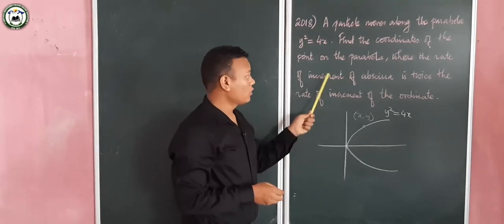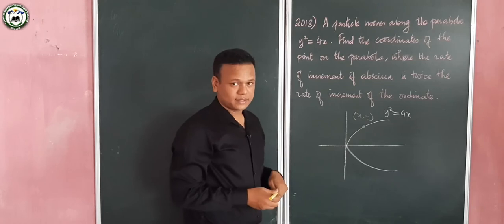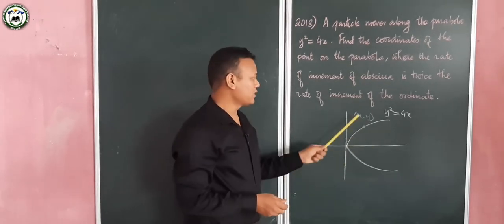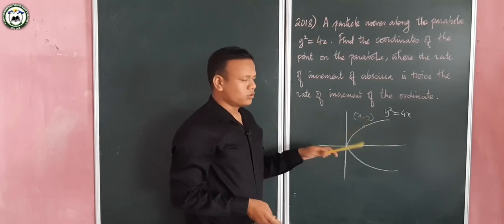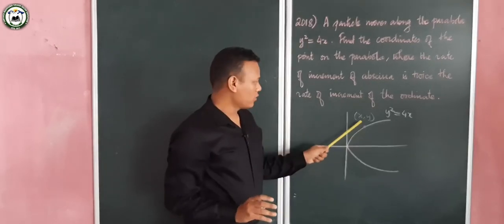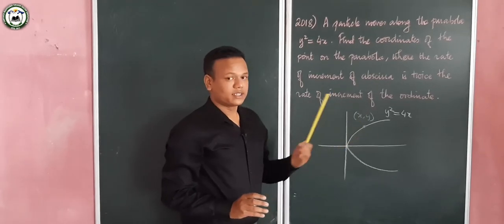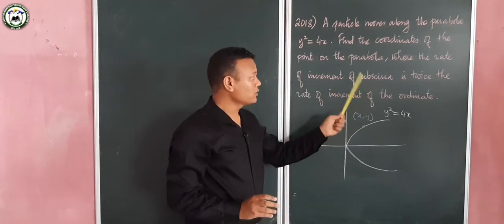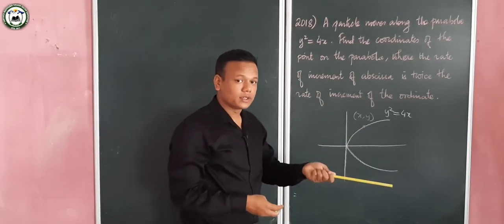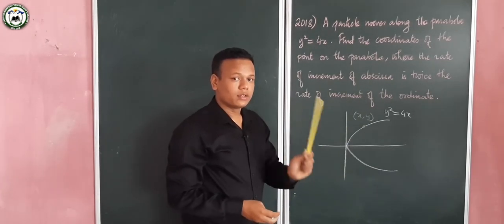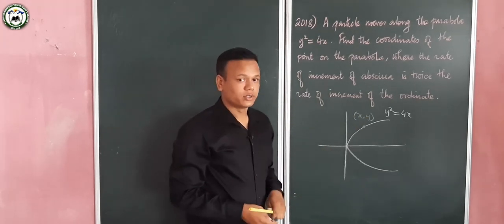So the rate of increase or increment of abscissa, that is dx by something, depends on something, we don't know that. Now suppose dx by dt. So the rate of change or increment of abscissa, that is dx by dt, should be equal to twice the rate of increment of ordinate. So it is double the rate of increment of ordinate, that is double dy by dt.